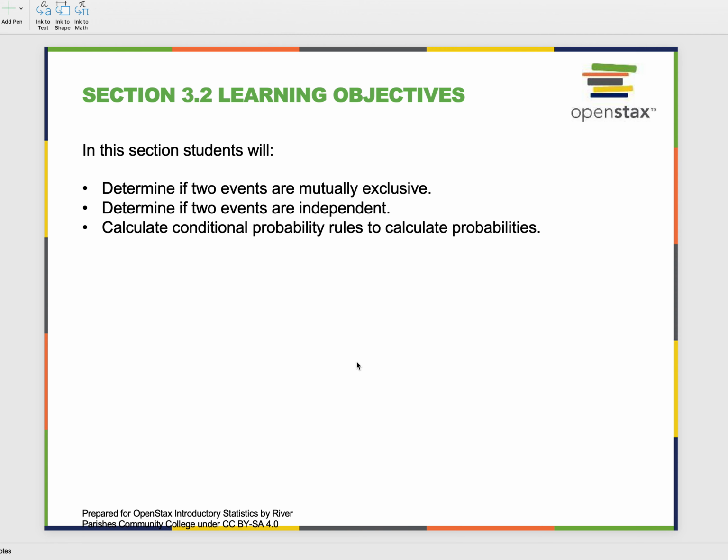Determine if two events are mutually exclusive. Determine if they're independent. They're two different things. Calculate the conditional probability rules to calculate probabilities.